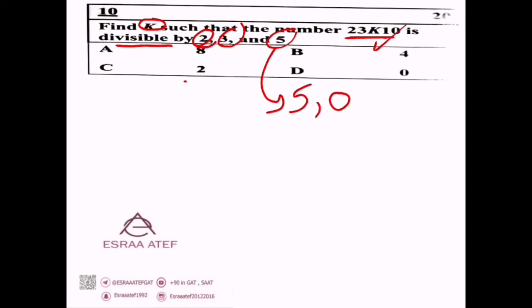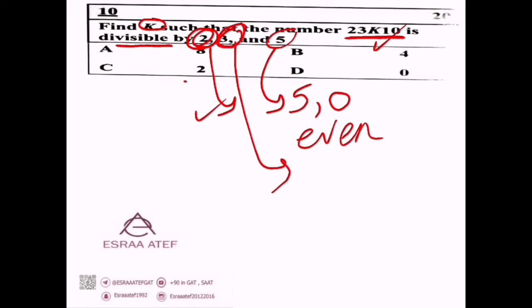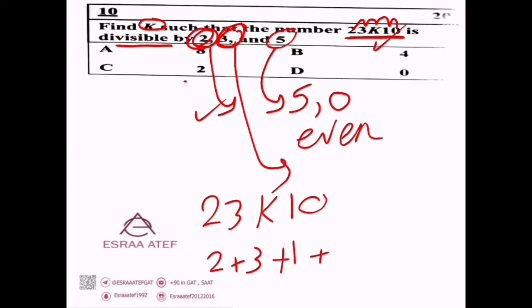To divide by 2, the number should end with an even number. So 0 is an even number, so we can divide by 2. To divide by 3, the sum of the digits of the number should be divisible by 3. So we have 23k10. First we add the digits which we know: 2 plus 3 plus 1 plus 0 equals what? 2 and 3 is 5, and 5 and 1 is 6. So we want to put k beside 6.